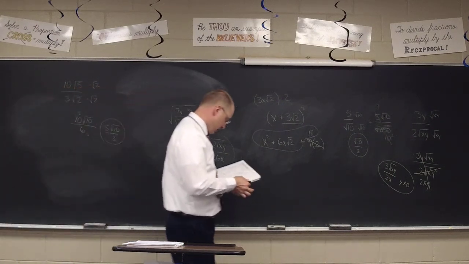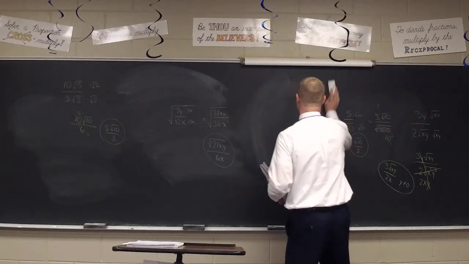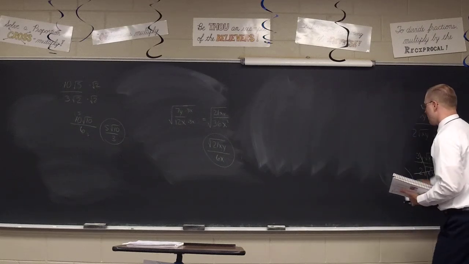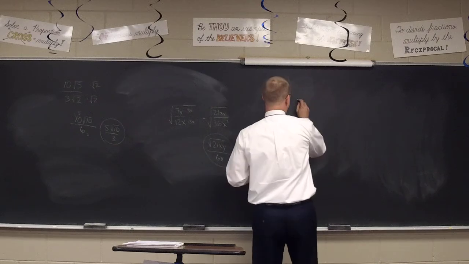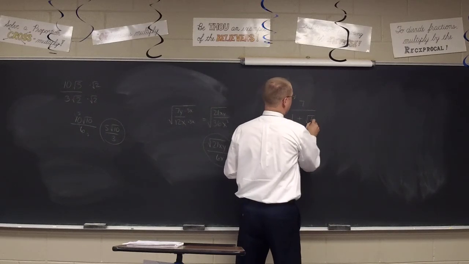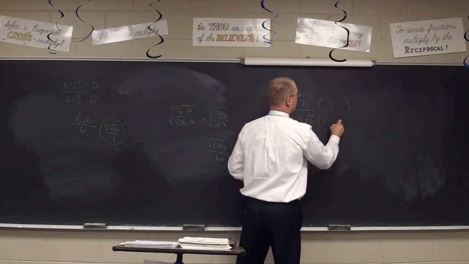And last of all on this set of problems, number 38, we have this 2-term radical denominator. Lana, what do we need to do whenever I have a 2-term radical denominator? Multiply by the conjugate. And what is the conjugate here, class? 1 minus 6.